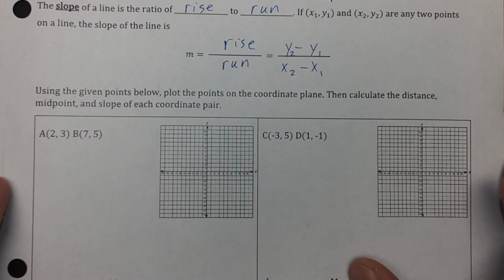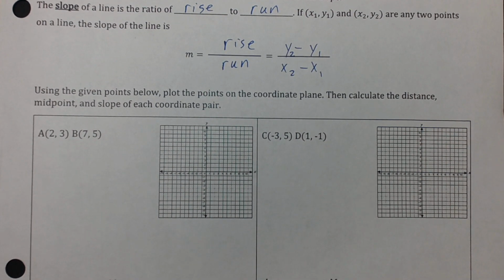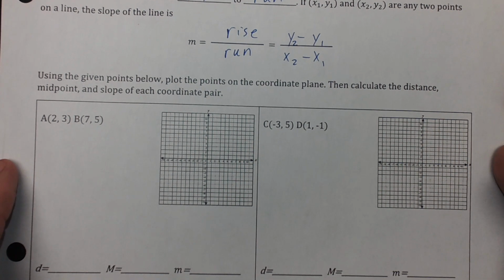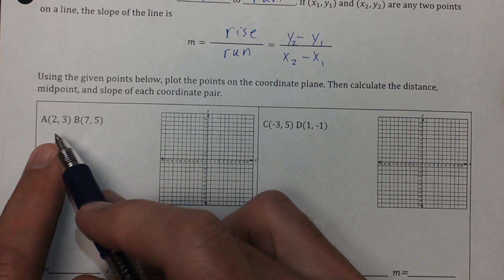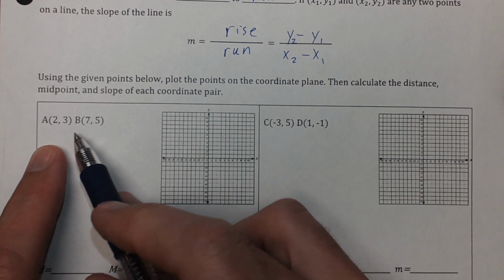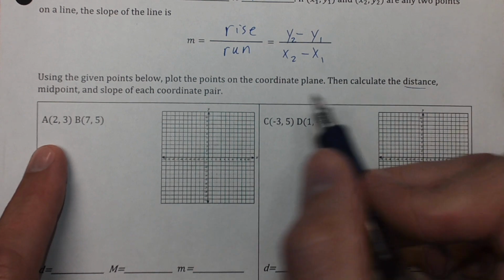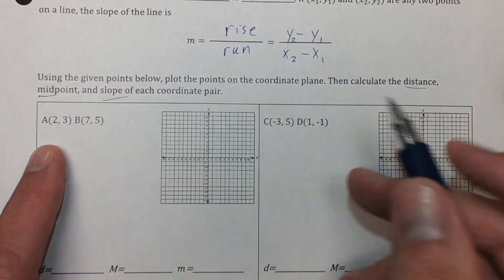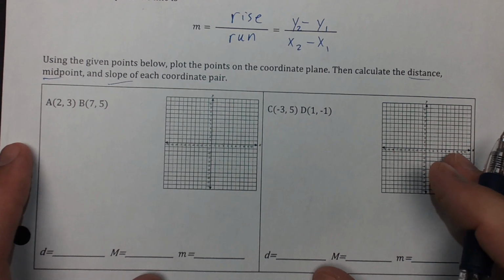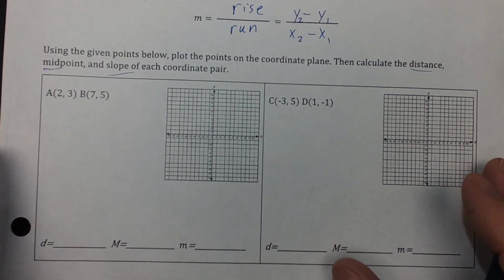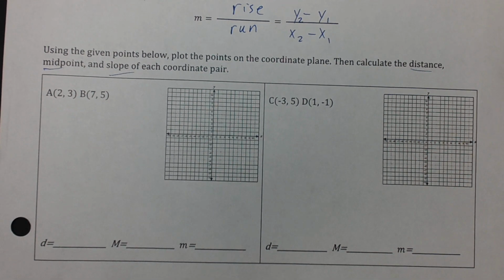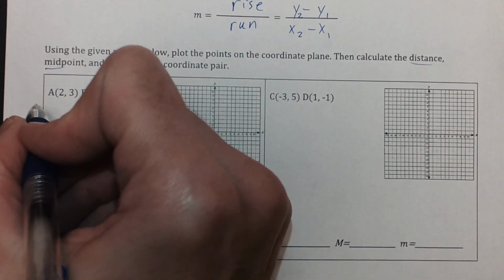So let's try an example. These are kind of long examples because there's 3 different things they want you to calculate. For the given points below, in this case points A and B, with coordinates provided, calculate the distance, the midpoint, and the slope of each coordinate pair. So let's just do them one at a time. I'm going to go ahead and do the distance first.